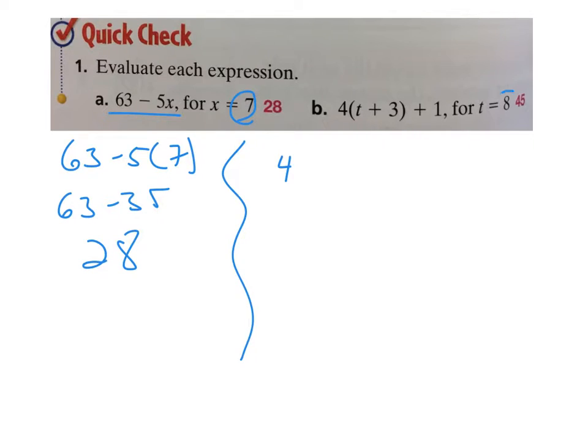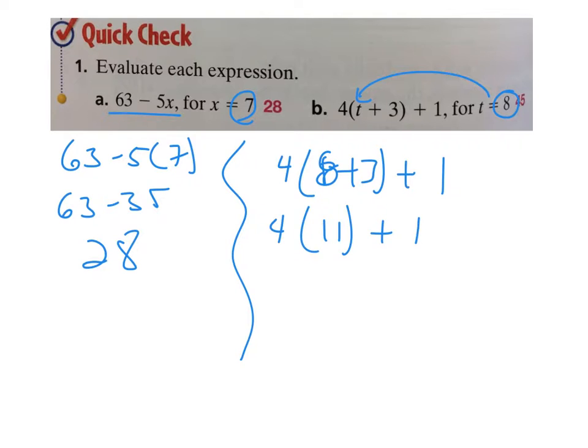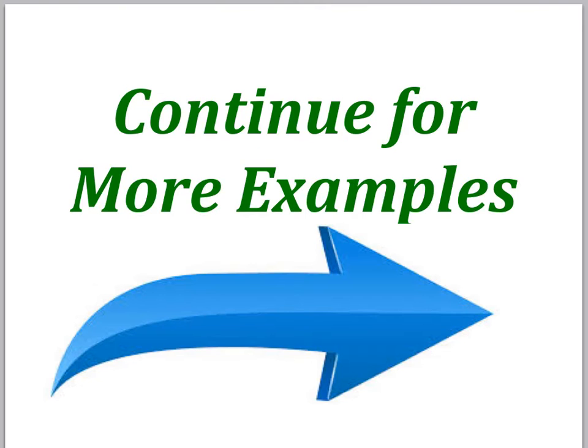So I'm going to put in an 8 this time for T. So 4 times, I have 8 plus 3 plus 1. 4 times, so 8 plus 3 is 11 plus 1. So we have 44 plus 1, which is indeed 45. Alright, so continue watching. I'll work some more examples.